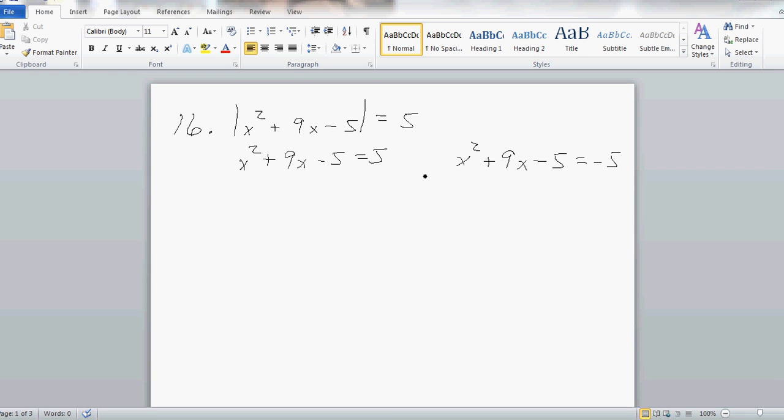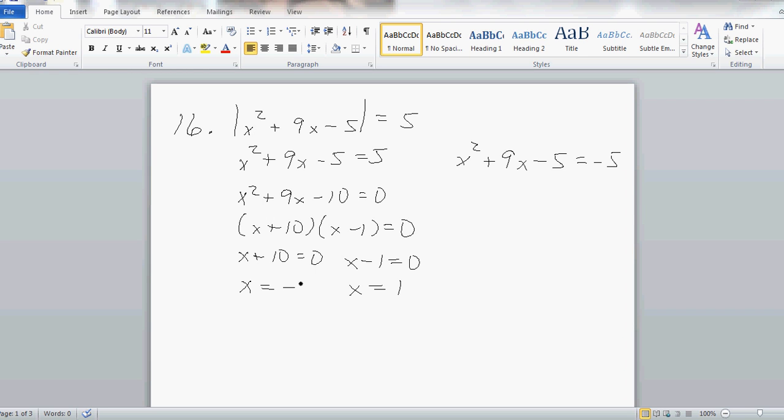And so, solving this one first, get everything to one side and set it equal to 0. x squared plus 9x minus 10 equals 0. And I believe this factors to x plus 10 and x minus 1, which means x plus 10 equals 0, or x minus 1 equals 0, or in other words, x equals 1, or x equals negative 10. Quickly checking, and you'll see that all of those work fine.